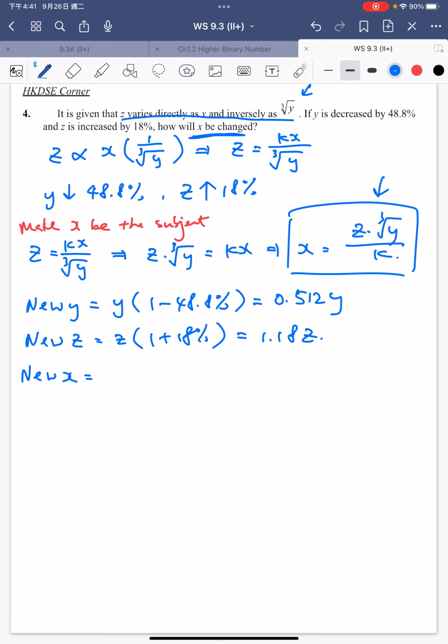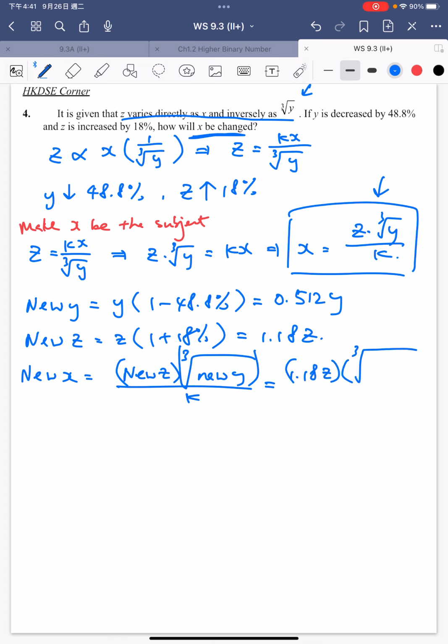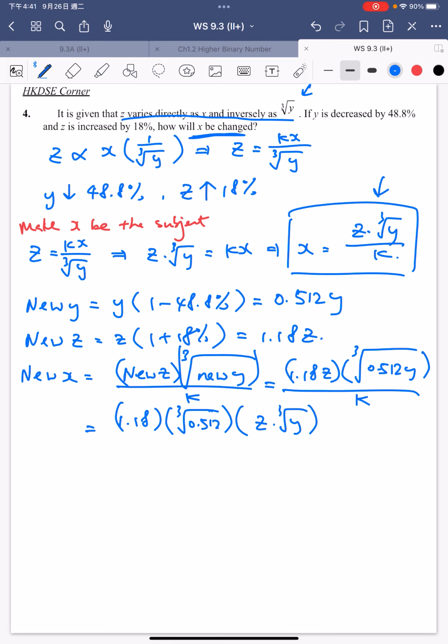Then we can find the value of the new X. The new X has a relationship between Z and Y like this: the new value of Z times the cubic root of the new value of Y, divided by K. Bear in mind this cubic root. Substituting, the new value of Z gives 1.18Z, times the cubic root of 0.512Y, divided by K. If we summarize, we have 1.18 times the cubic root of 0.512, times Z times the cubic root of Y, divided by K.